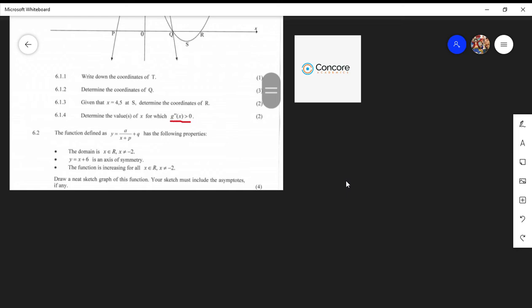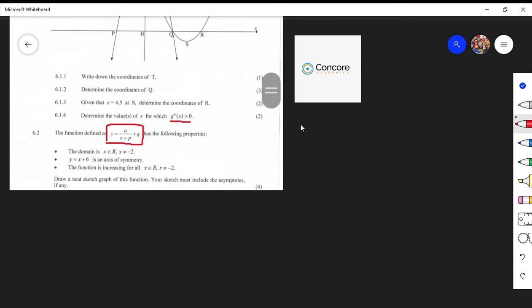Okay, so before we go to that, we can see, remember when I was doing my recap from before, I mentioned that this function over here is the hyperbolic function. So here they've got x plus p. Personally, I prefer to use y is equal to a over x minus p. You can use whichever one you prefer, but personally, I prefer using this one, okay? So this is a hyperbolic function, and it's got its domain as x an element of real numbers except x is not equal to 2.